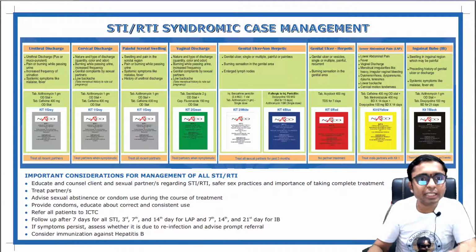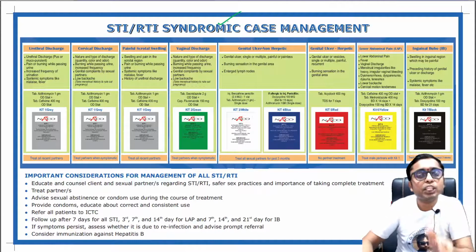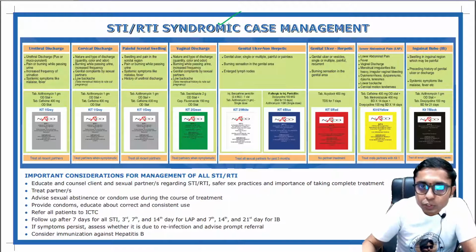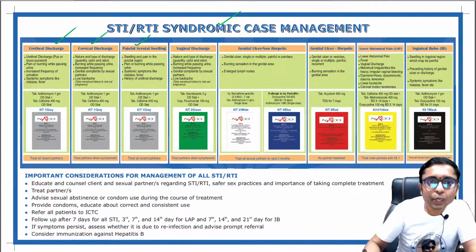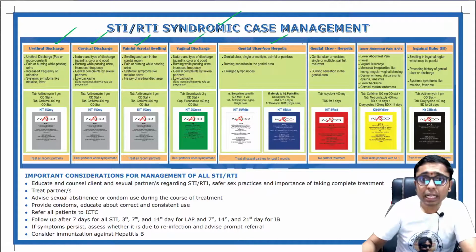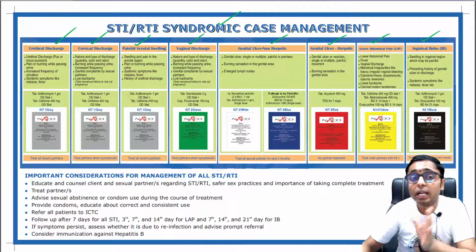And if you look at this, this is the NACO kit for syndromic management of the sexually transmitted disease. As you can see here, the kit 1 is going to be used for urethral discharge, cervical discharge and painful scrotal swelling. Kit 2 is used for vaginal discharge. Kit 3 and 4 both are used for non-herpetic genital ulcers, and kit 5 is used for genital ulcer, which is herpetic in nature, and 6 is for lower abdominal pain, and 7 is inguinal bubo.